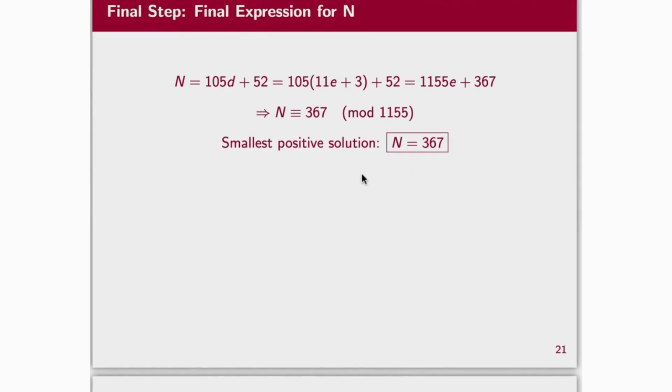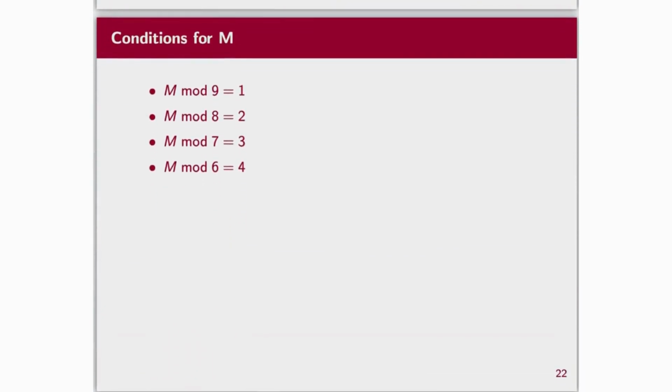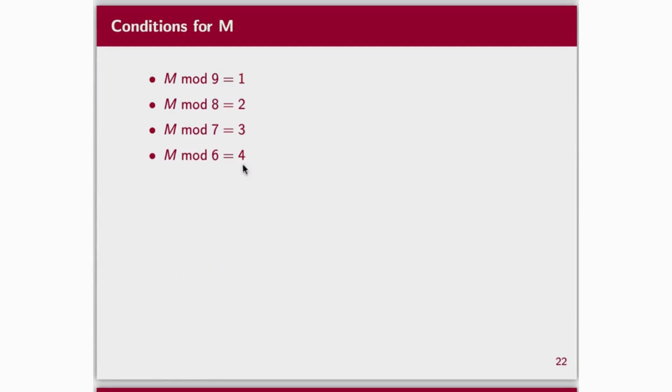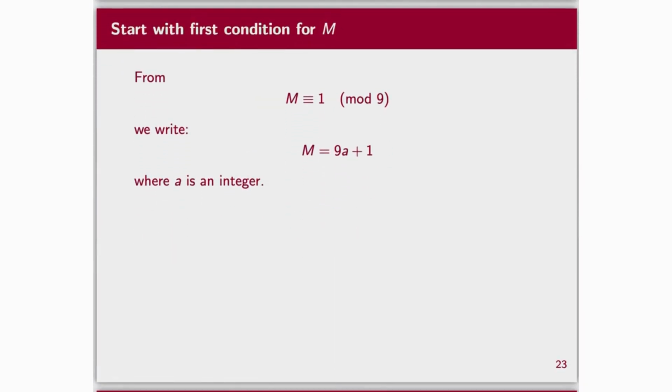Great, we've gone through N. Now we have to find M. All right, we already found N, and now we have to solve for M. So, here are the conditions for M. M mod 9 is 1, mod 8 is 2, mod 7 is 3, mod 6 is 4. Let's start with the first condition.